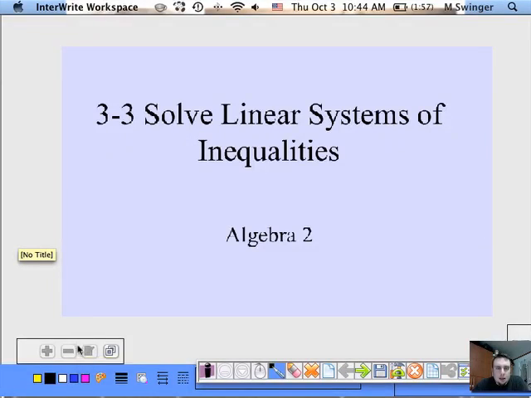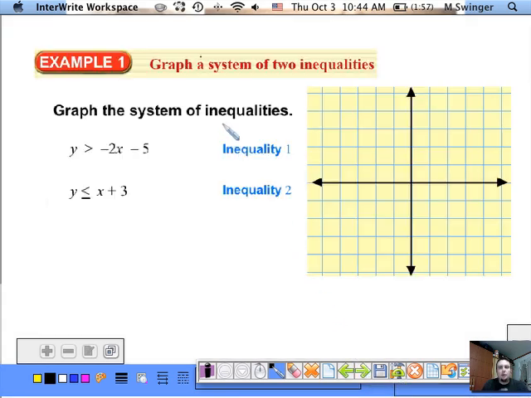Okay guys, section 3-3, we're going to solve linear systems. So we graphed a linear inequality before, where we shade, right? Now we're going to graph a system. Remember what a system is. It's at least two equations or inequalities, okay? So here we go. First type of example, we're going to graph a system of two inequalities.